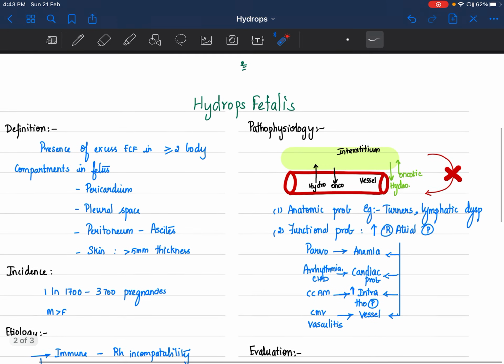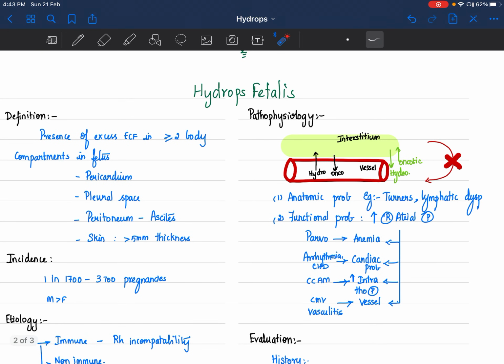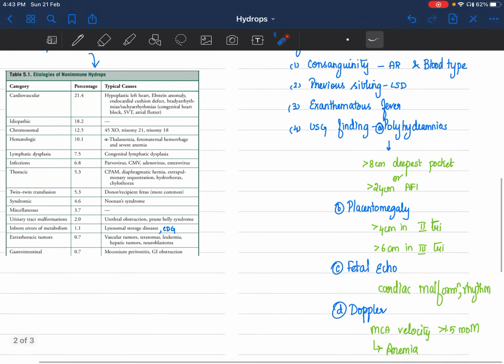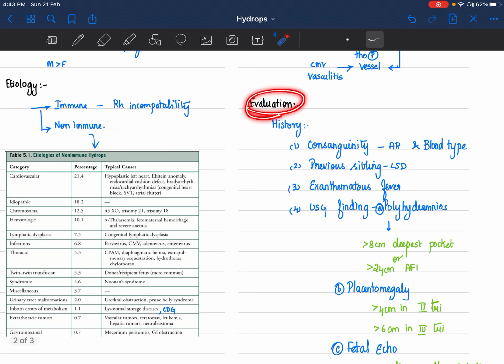What questions can be asked? I'll tell you. They can ask directly about non-immune hydrops fetalis, NIHF. Or they can ask just about the etiology. They can ask about evaluation. Or they can ask about prenatal management of hydrops fetalis. So there are multiple ways they can ask the same question, and you need to modify your answer accordingly. We have covered 3 to 4 questions in this one lecture.